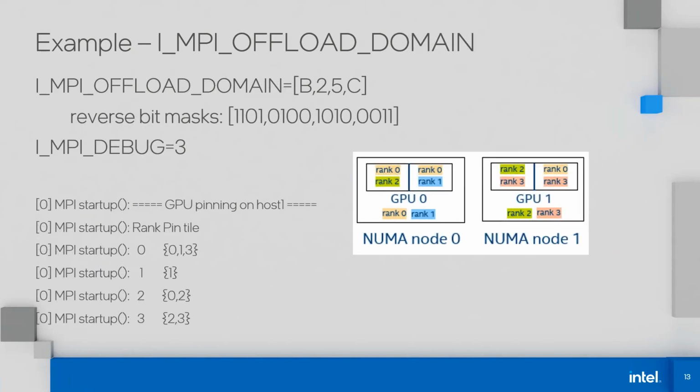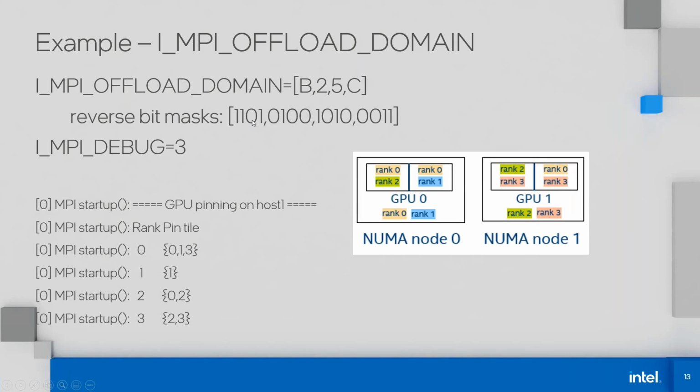And there is ability for custom pinning. You may set every distribution you want using the MPI float domain variable. For that, you need to create bit masks for each rank, separated by comma. This bit mask you should reverse and then convert to hex numbers. And the already converted hex numbers you need to provide to this variable.